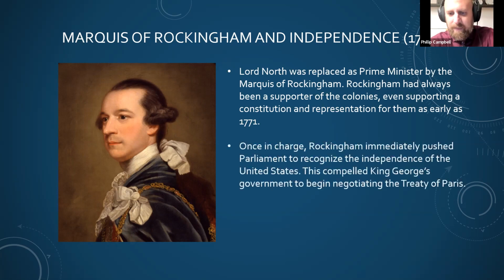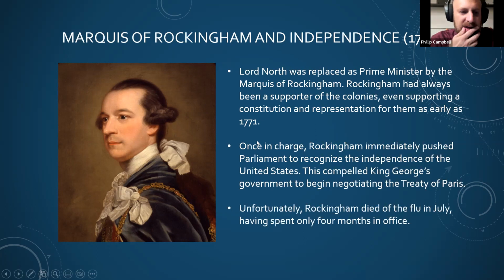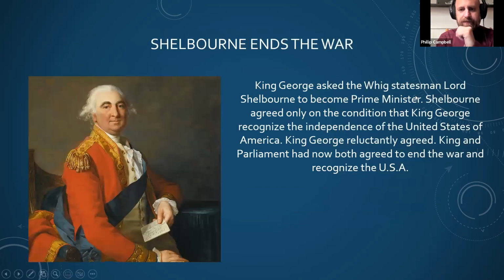So once in charge, Rockingham immediately pushed Parliament to recognize the independence of the United States. So now you've got the whole legislative branch of the British government saying we support independence. And so this finally compelled King George to start the Treaty of Paris to end the war by recognizing independence of the United States. Now, unfortunately, Rockingham died of flu in July, having spent 4 months in office. It's just a reminder that people do actually die of the flu, right? So 4 months in office, he's dead, but we've got the machinery rolling to end the war.